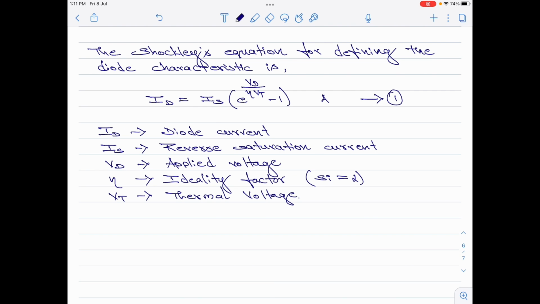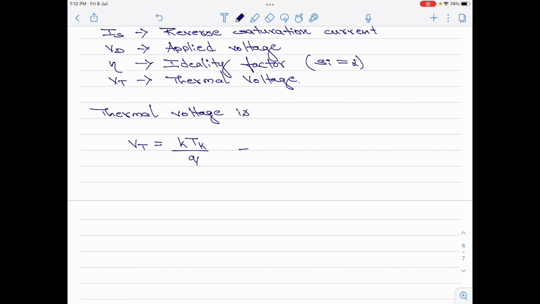Please note the value of thermal voltage is not given in the numerical. So let us compute that. The equation for thermal voltage is Vt equal to K into Tk divided by Q. Let it be called equation 2, where K is the Boltzmann constant and is equal to 1.38 into 10 to the power of minus 23 joules per Kelvin.